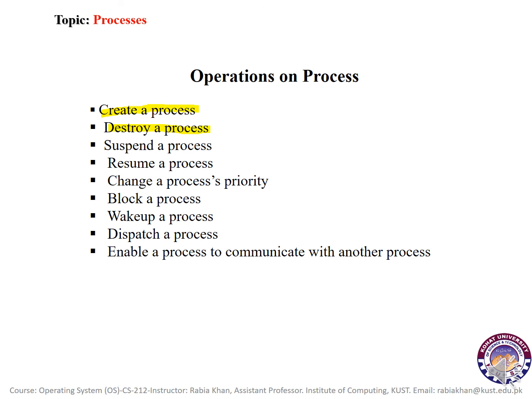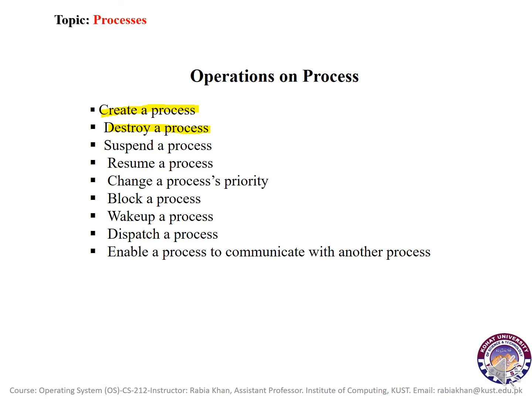Then if you want to terminate a process, so destruction of a process is the second operation. If you remember, when we were discussing states, termination was the state in which we said a process goes to an end. This is the end of the life cycle of a process. So destroy a process means termination. Now termination is of two types, as we discussed. One is the normal termination, and in some cases we need to abort a process.